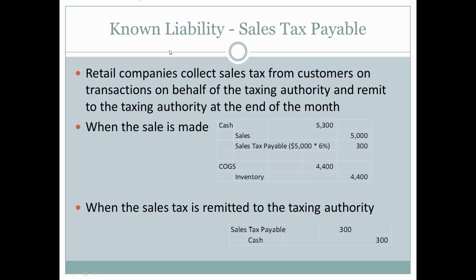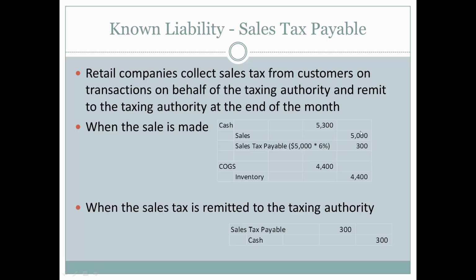So let's look at some known liabilities. 1, sales tax payable. Retail companies collect sales tax from customers and transactions on behalf of the taxing authority, and then they remit to the taxing authority at the end of the month the amount of the sales tax that they've collected. So let's look at when a sale is made.